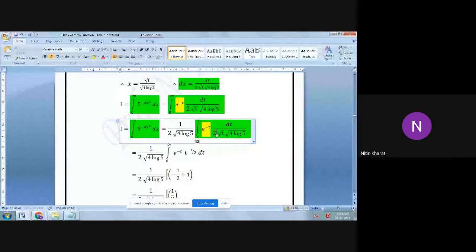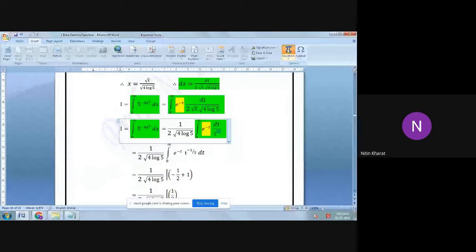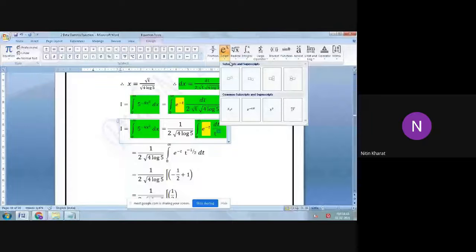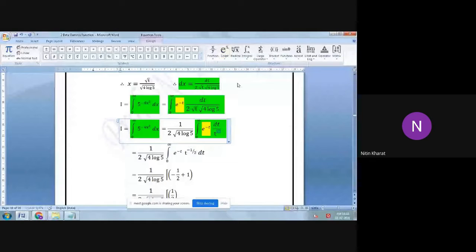But this root t is nothing but t raised to half, so we get these particular terms. And in the second step, we have to shift t raised to half into the numerator. Then the term becomes e raised to minus t multiplied with t raised to minus half. That is the index, and we get these particular terms.